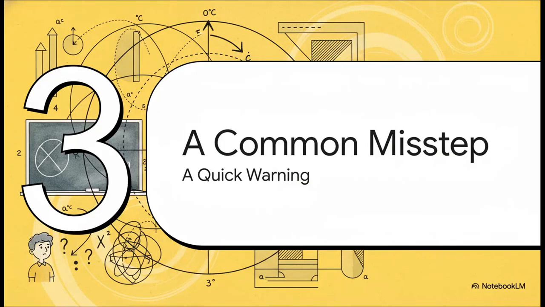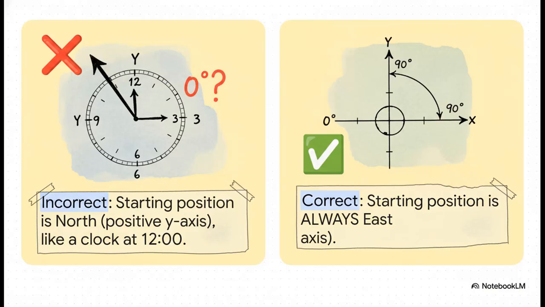Okay, so before we go any further, I want to give you a quick heads up. There is a really common mistake that almost everyone makes when they're first learning this stuff. Our everyday brains can really trip us up here. We're so used to looking at clocks where the starting point is 12 o'clock, straight up, right? So it feels natural to think that 0 degrees should point north. But, and this is a big but, that's not how it works in trig. As you can see, our starting position is always east along that positive x-axis, and that little shift is absolutely crucial. It means a 90-degree turn doesn't point left, it points straight up to the north.